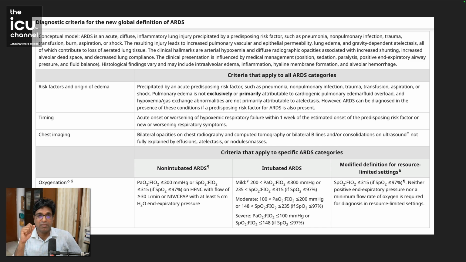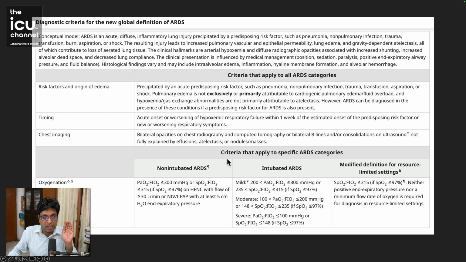So the benefit of USG ultrasound was, in COVID you have seen many patients in the ICU. They are so unstable at times that it's not possible to take them every time downstairs to the CT scan. So bedside USG can be done, and we can see the B lines. So this has helped. Now we have chest radiograph, CT, and ultrasound. That's the first change you are seeing. So risk factor, origin of edema, timing of 1 week, and chest imaging by CT, X-ray or ultrasound we have explained. This should be present in every patient in whom you are diagnosing ARDS.